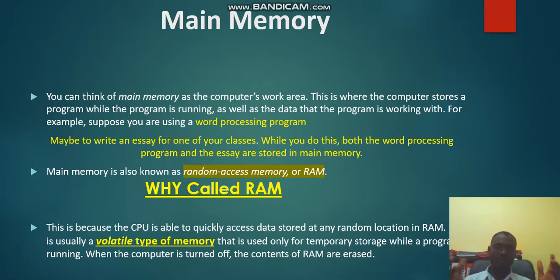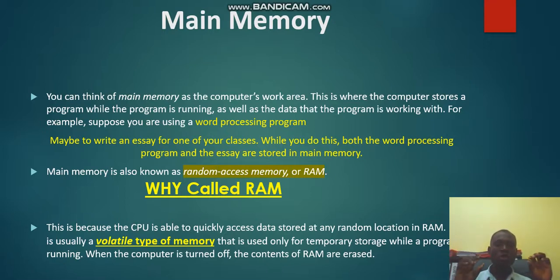For example, suppose you are using a word processing program like MS Word, maybe to write an essay for one of your classes. While you do this, both the word processing program and the essay are stored in RAM. Main memory is also known as random access memory, or RAM. Alright, why is it called RAM, Lucky? Why random access memory? This is because the CPU is able to quickly access data stored at any random location in RAM.